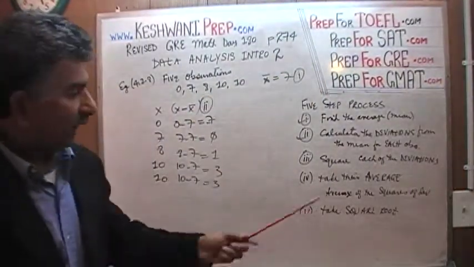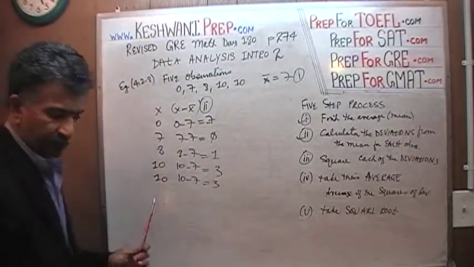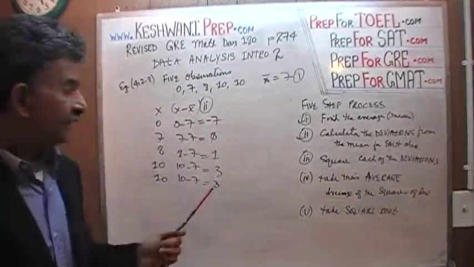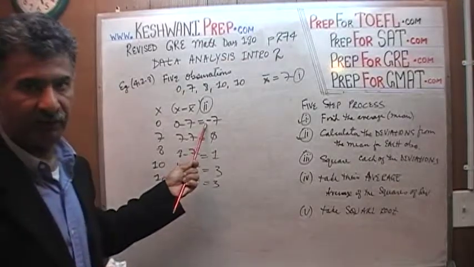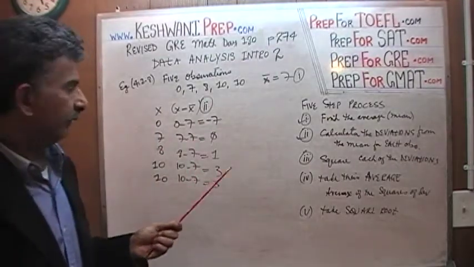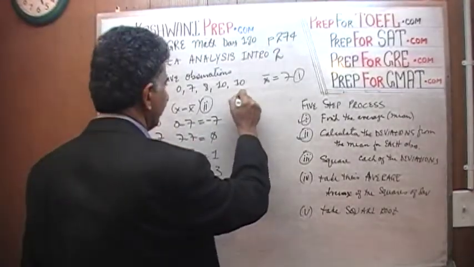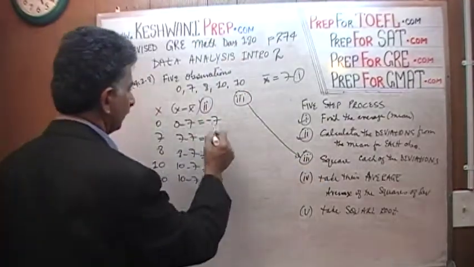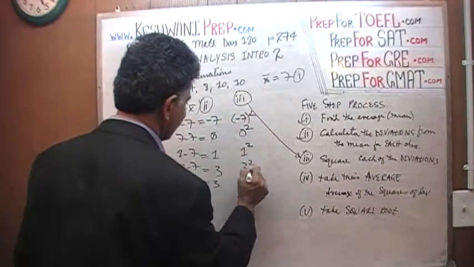Step number 3, now we have to square each of these deviations. These deviations that we see here, -7, this is a -7. The first observation deviates from the mean by 7 units, and the negative tells us that it is 7 units below the mean, which of course makes sense because the mean is 7 and 0 is 7 units below 7. Hence the -7. This is 0 and so forth. Let's square them. Step number 3, square the deviations. So -7 squared, 0 squared, 1 squared, 3 squared, and 3 squared.